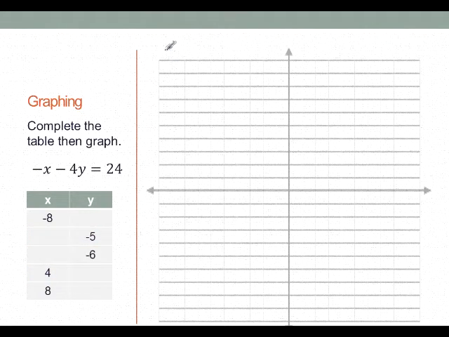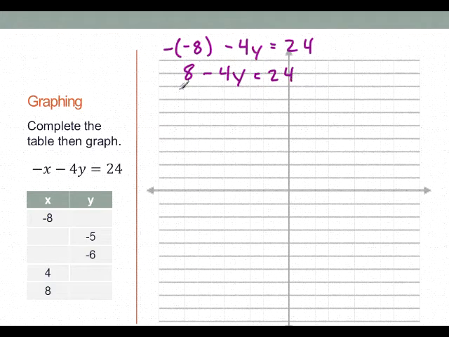I'm looking at negative x, which for the first one is negative 8, minus 4y equals 24. Time to evaluate. Opposite of a negative is positive, so you get 8 minus 4y is 24. Positive 8, so we subtract 8 from both sides. Negative 4y is equal to 16. Now we undo multiplication by dividing by negative 4 on both sides. y equals negative 4. First problem is solved.